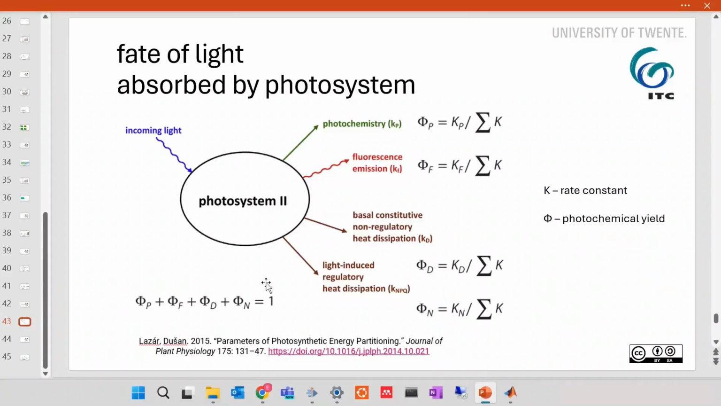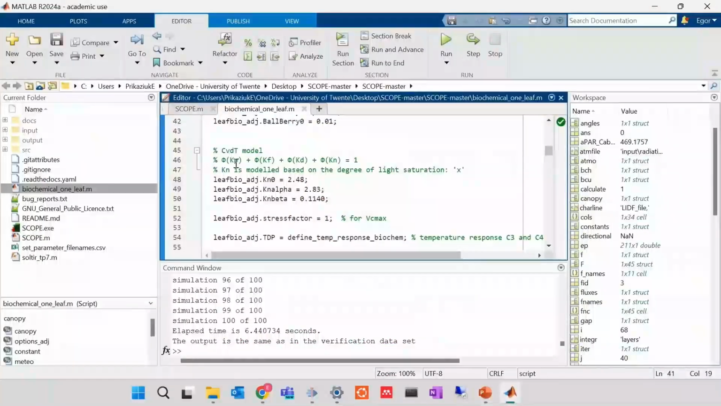So the two models, the Magnani model and the Van der Tol model, are different in terms of which component they are simulating and which component they are adjusting based on the other ones. So in the Van der Tol model, the Kn component, so this light-induced regulatory heat dissipation, is fitted as an empirical curve. So the rate constant of this dissipation is fitted with these three parameters with a sigmoid curve.